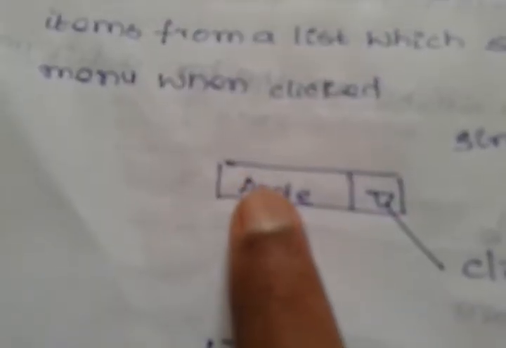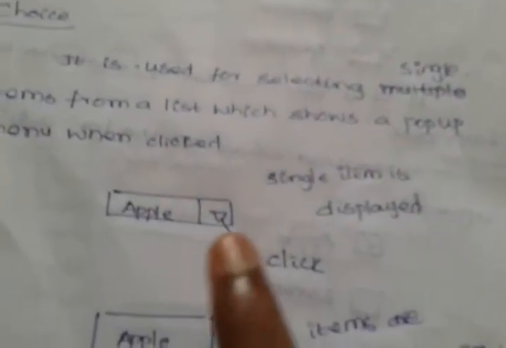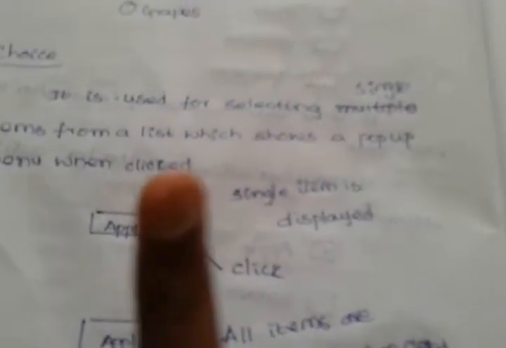Next one is a choice. Here if you observe, a single fruit name is displayed and an arrow mark is displayed. When you click on this, we get the remaining options. This is a list of items where we can select only a single item. But the items will be displayed only when you click on this arrow mark. If you click on this arrow mark, then only the remaining items will be displayed. So choice is used for a group of items.